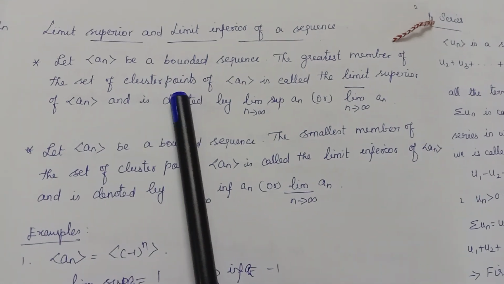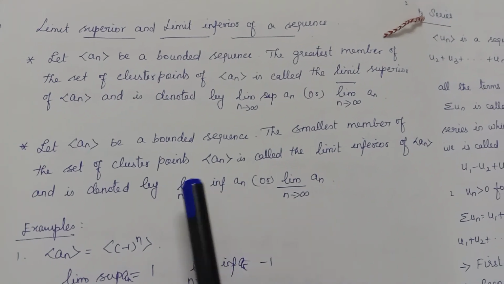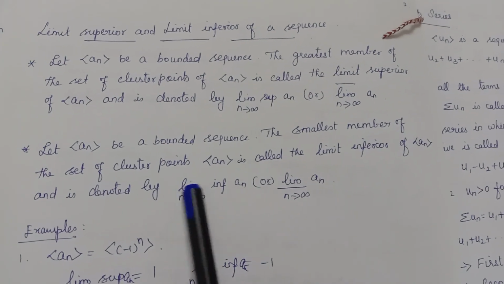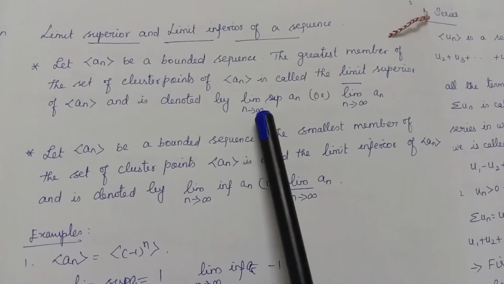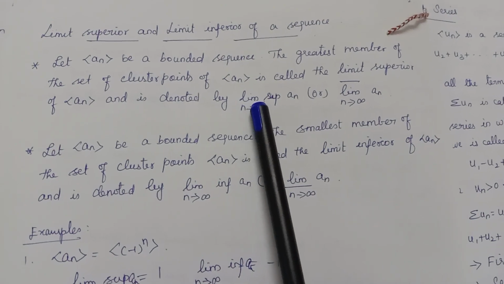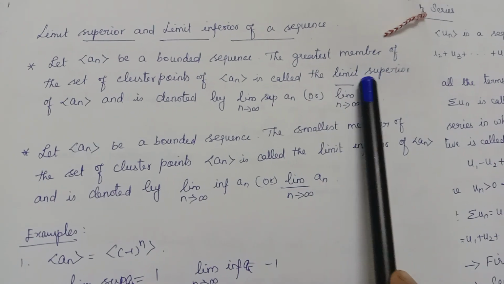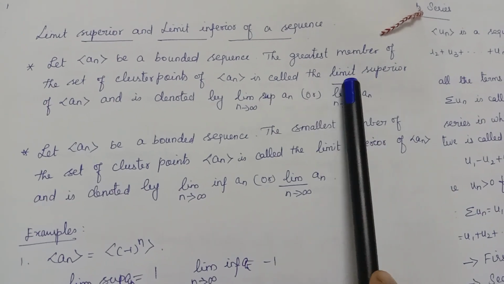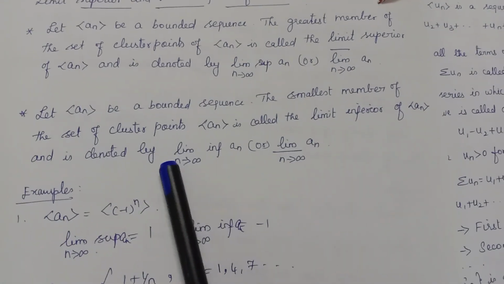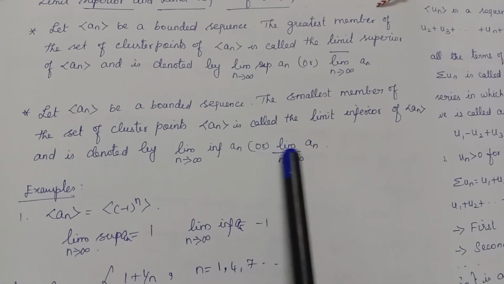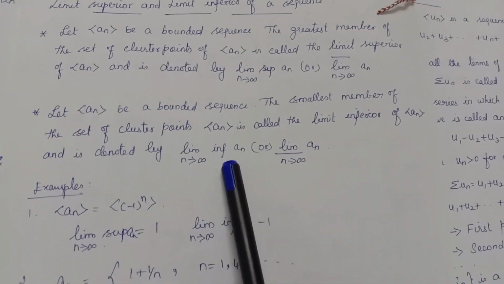So what do we mean by limit superior and limit inferior? For the given sequence, you collect the collection of all cluster points. In the collection of all cluster points, the greatest member is called the limit superior and the least member is called the limit inferior. And the notation: for limit superior, we write lim sup. Otherwise, we can write lim with a bar above the limit. For limit inferior, either we write lim inf or we put a bar under the limit sign. So these are the definitions for limit superior and limit inferior.